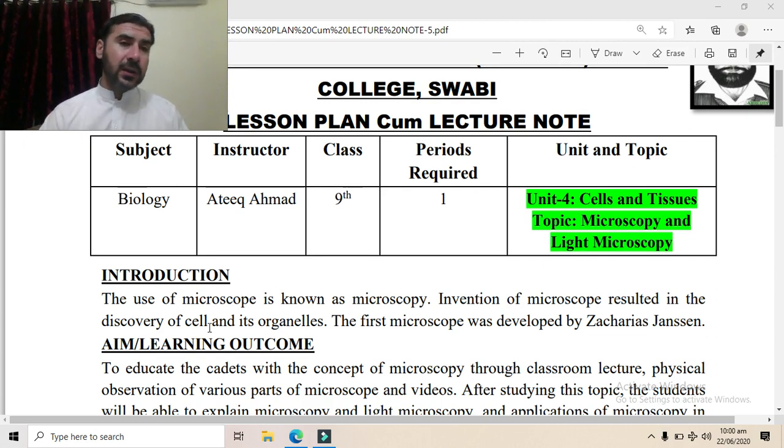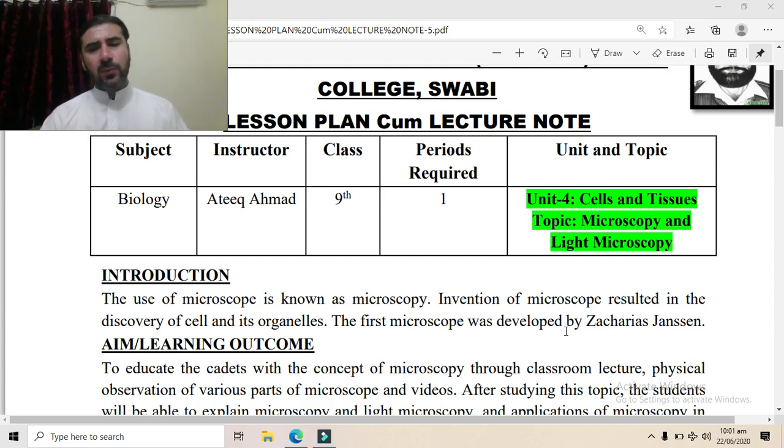Later on, due to the advancement of microscopy and the invention of electron microscopy, there are two types: transmission electron microscope and scanning electron microscope. These electron microscopes then enabled scientists to observe the inside organelles of the cells. So microscopy brought a revolution in the field of biology as well as in the field of physics, in the field of chemistry, etc.